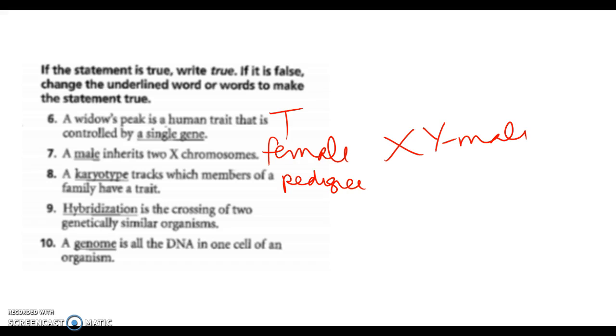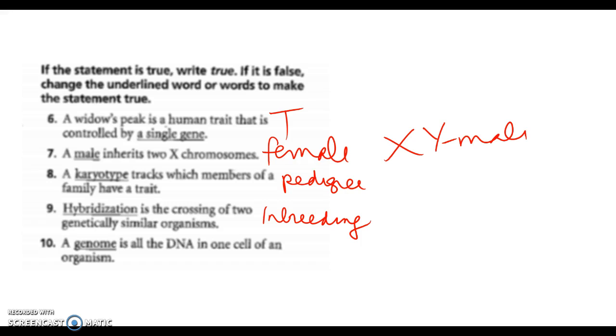Number 8, hybridization is the crossing of 2 genetically similar organisms. That is false. That's inbreeding. All right, hybridization is crossing 2 different organisms that have different genetics.